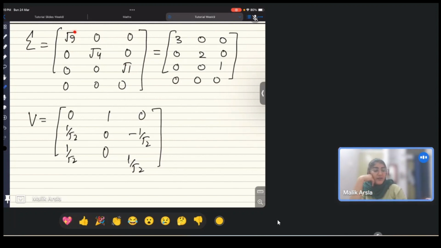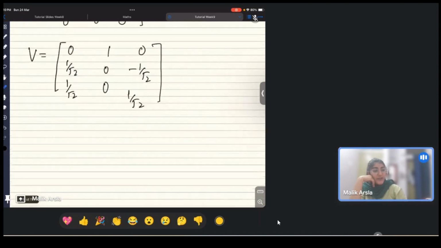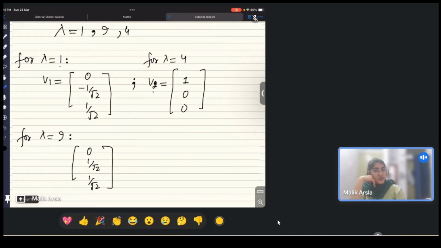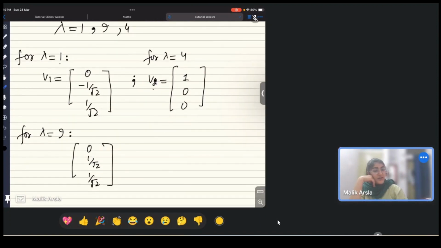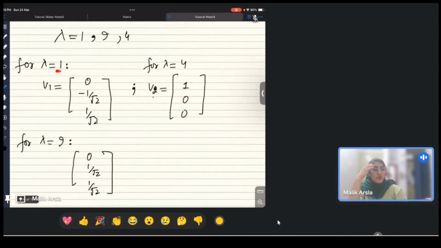The greater number will be here in the first column, like in the decreasing order you have to put that, and corresponding to that you have to put the eigenvectors. Like here it was 3, and the eigenvector corresponding to this 3, or this lambda equal to 9, you have to put that here. Then the eigenvector corresponding to this 4, which was 1 0 0, you will put in the second column, and for the third column it will be lambda equal to 1, so the minimum value of lambda. This is the order you have to maintain. Understood?